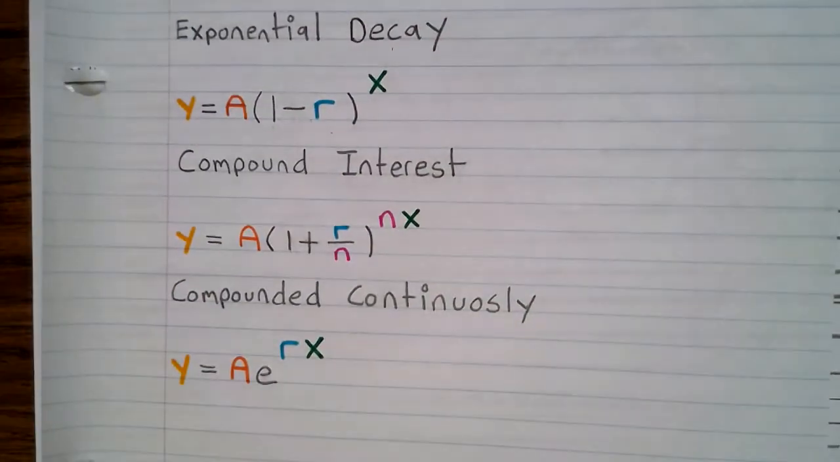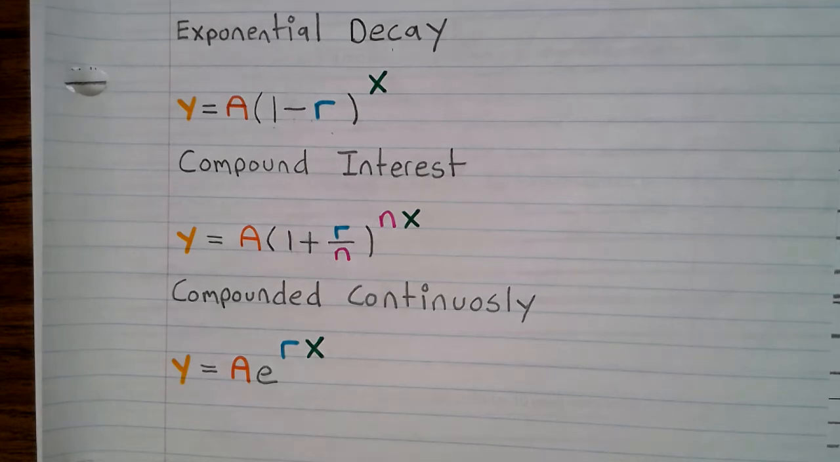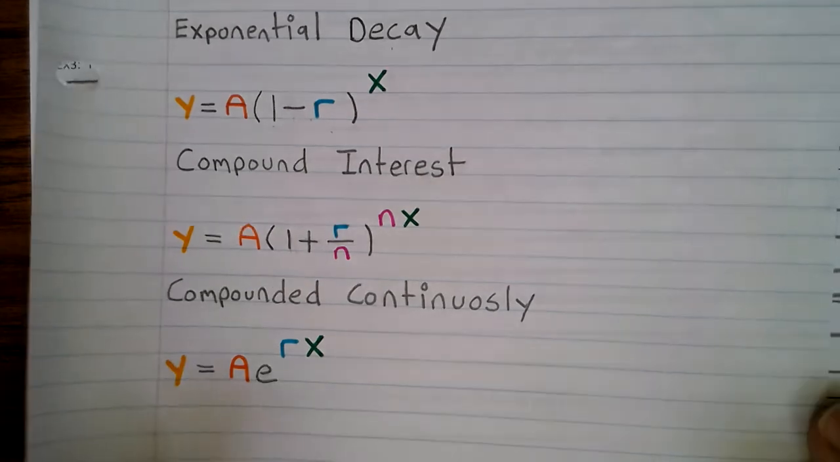Compound interest. Y equals A(1 + R/N)^(N times X). And then compounded continuously is Y equals A times e^(R times X). All right, so if you would, update your notes. All right, now your notes are updated. Let's take a look at our examples.